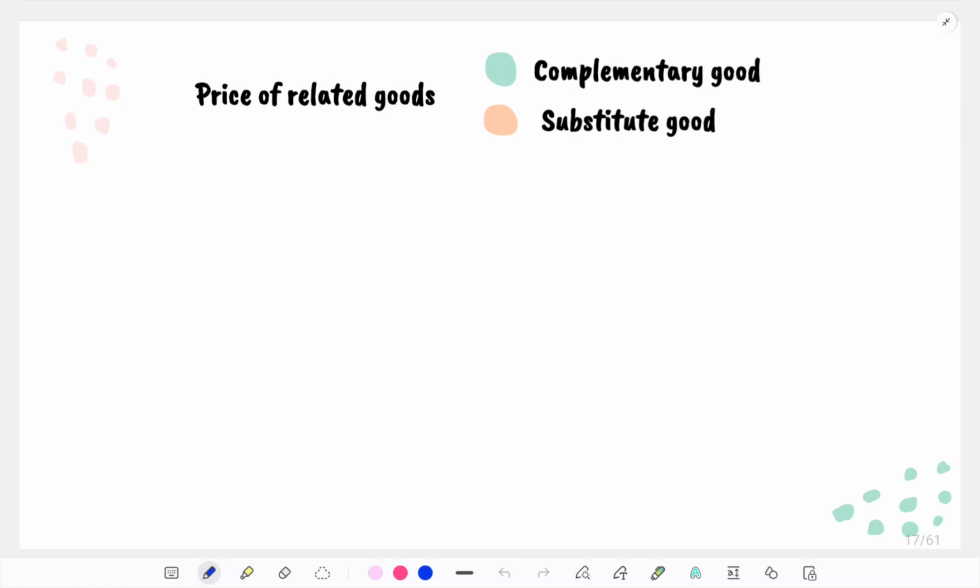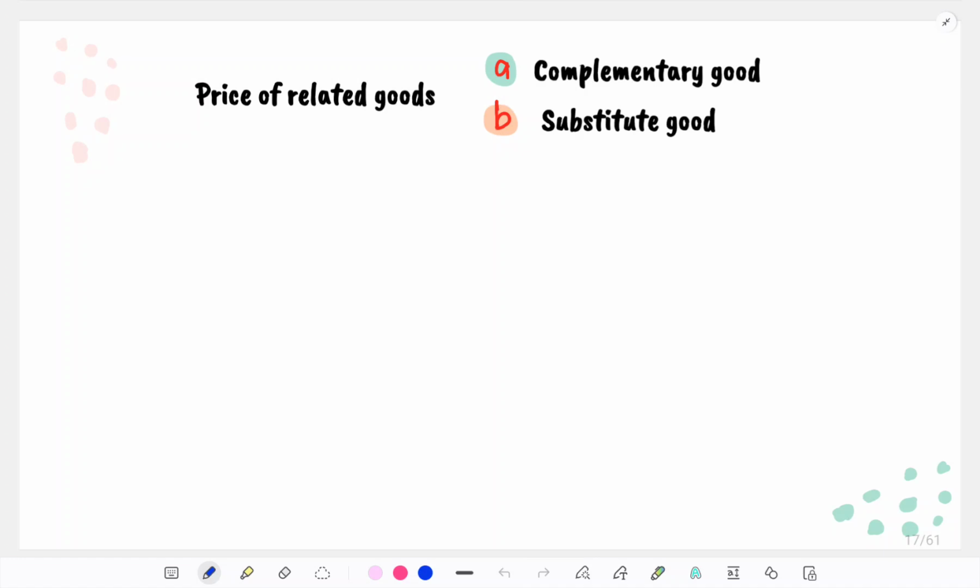This is our first factor, which is price of related goods. There are 2 types of related goods: complementary goods and substitute goods. We go for the complementary goods first. Complementary goods refers to the goods that are usually bought or used together. For example, car and petrol. When we want to use a car, we need to fill it with petrol, isn't it? So, car and petrol are complementary goods.